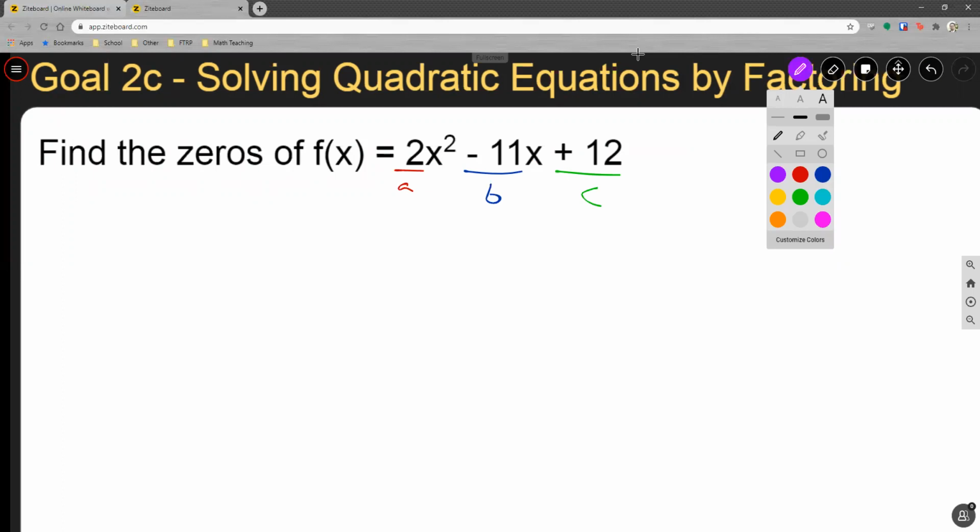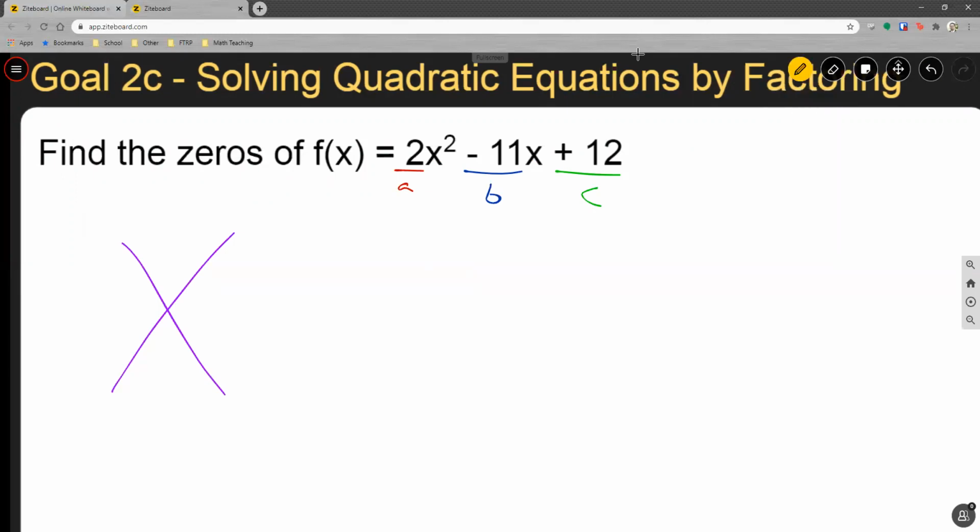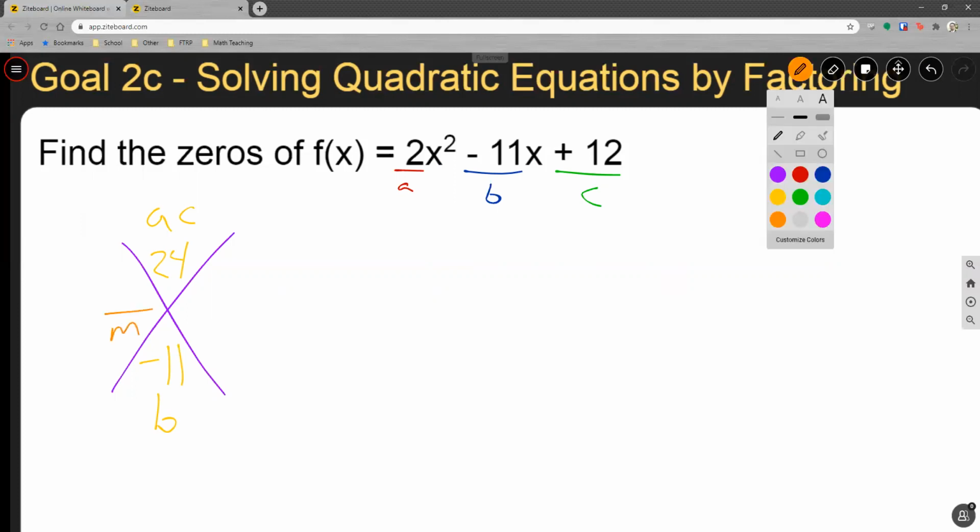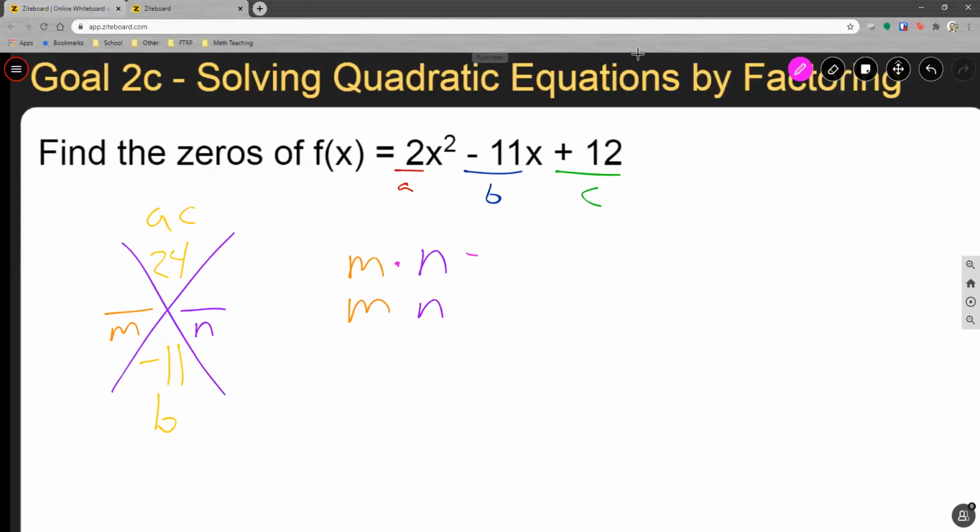Using those three values, I can set up that x box thing that we've talked about. A times c, well, a is 2, c is 12, so ac is going to be 24. And then my b value is going to go on the bottom. My b value is negative 11. So I need an m value and an n value that, if I take those values and multiply them together or add them, I'm changing colors a lot here. Let's go pink. So m times n will have to give me 24, or my AC value, and m plus n will have to give me negative 11. Well, I'm just going to go down the list. For 24, I've got 1 times 24, 2 times 12.